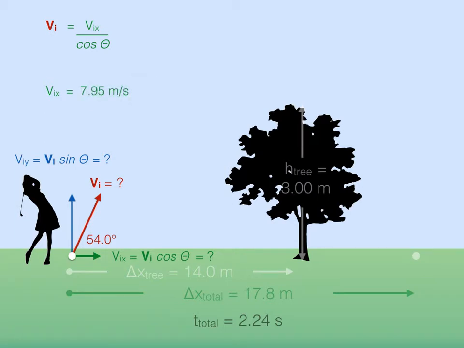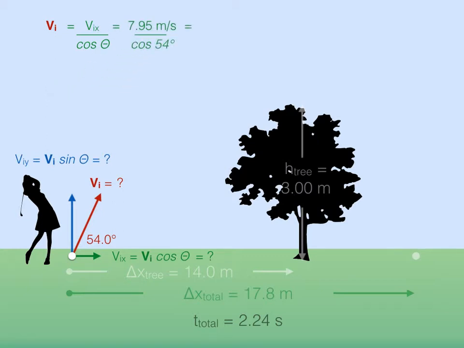That comes out to 7.95 meters per second. So that's the initial velocity of the ball in the x direction. You might say the x component of the ball's velocity. All right, well now we should be able to solve for that initial velocity, the red initial velocity of the ball coming off the club at that 54-degree angle, right?